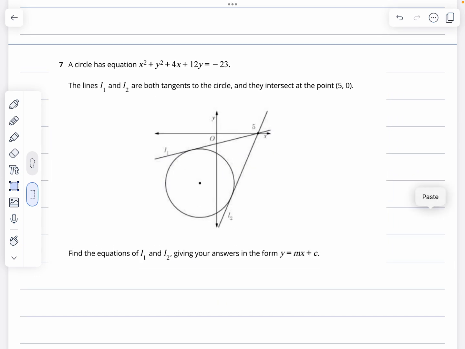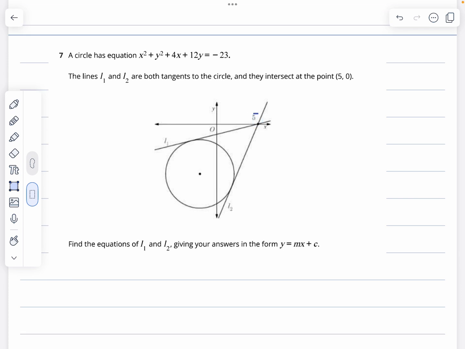A circle has an equation x square plus y square plus 4x plus 12y equals minus 23. The lines L1 and L2 are both tangents to the circle and they intersect at the point (5, 0). Find the equation of the lines L1 and L2, giving your answer in the form y equals mx plus c. Now you can see that this point is 5, so this point is going to be (5, 0), on the x-axis.